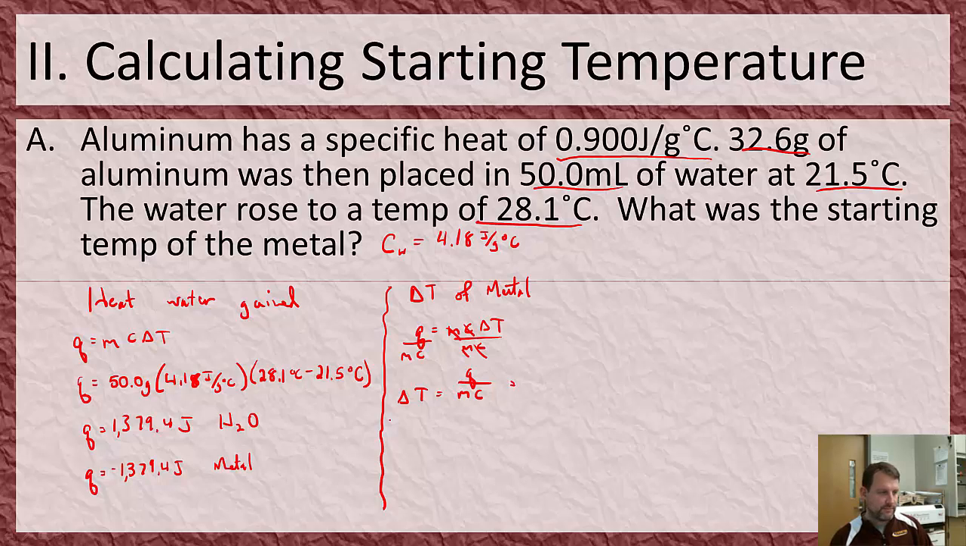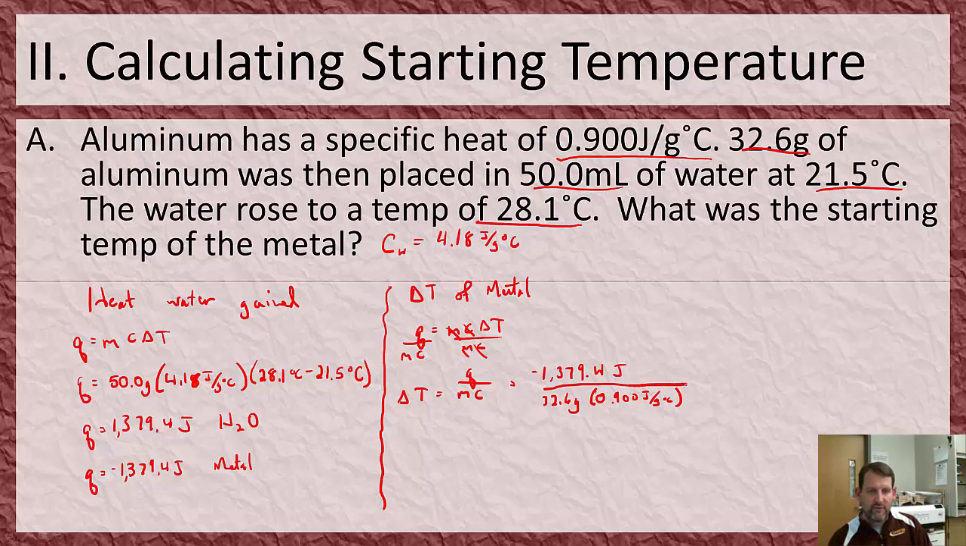Let's plug some numbers in. So I get negative 1,379.4 joules divided by the mass of the aluminum, which is 32.6 grams, divided by C of aluminum, which is 0.900 joules per gram degree Celsius.